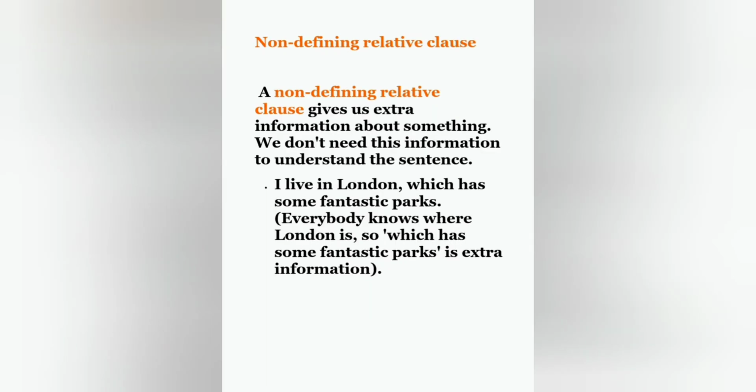And next one, what is a non-defining relative clause? A non-defining relative clause gives us extra information about something. We don't need this information to understand the sentence. See the example. I live in London, which has some fantastic parks. See, everybody knows where London is. So, which has some fantastic parks is extra information.